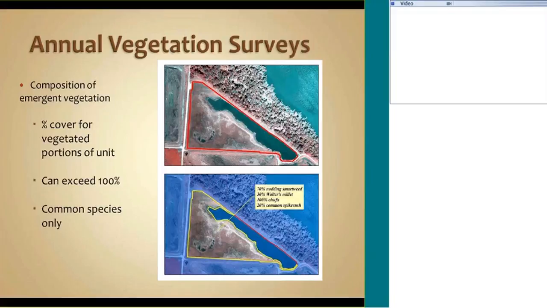So in this example, we have a unit that's pretty typical. There's a borrow ditch along one of the levees, and so there's a fairly big piece of open water. Well, when you're doing your percent cover estimates for your plant species, you're ignoring that open water and just looking at the vegetated portion of the unit. And we do allow that number to exceed 100%. That's pretty typical in veg monitoring when you're putting percent cover on species because of canopy.